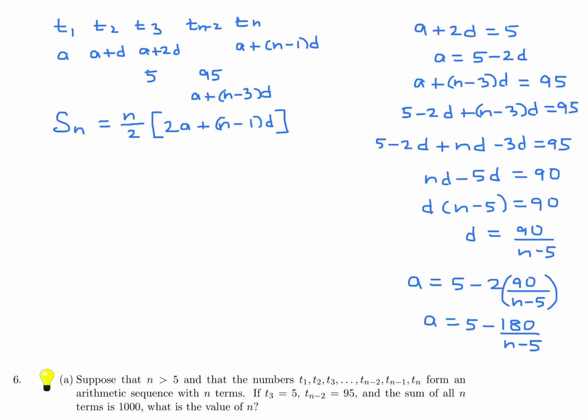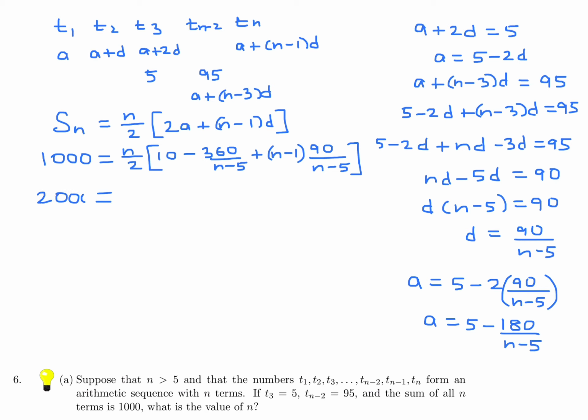Okay, so let's plug it back into here. So that's going to be n over 2 times 2a, so that's going to be 10 minus 360 over n minus 5, plus (n minus 1) times d. And d is 90 over n minus 5. Okay, I think I'll probably need a common denominator here. And Sn, they told me the total is 1,000. Okay, great. So let's multiply through by 2 to get rid of that fraction.